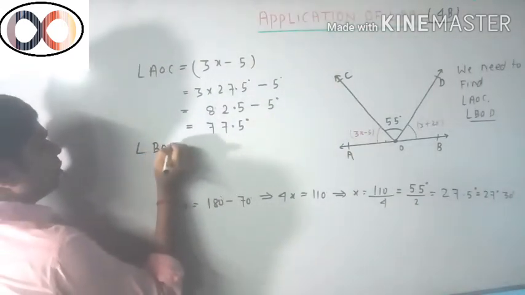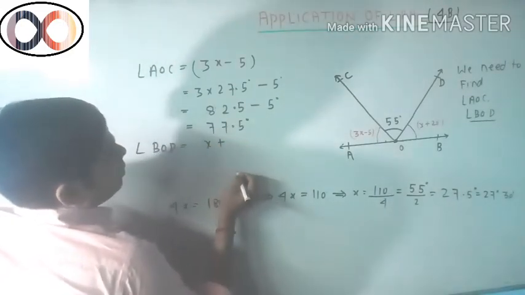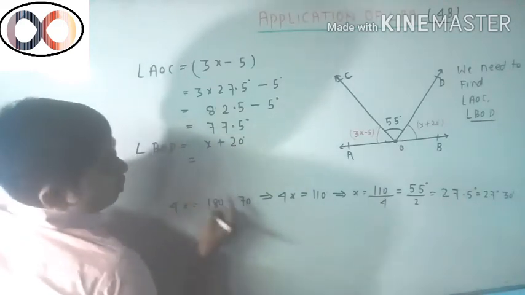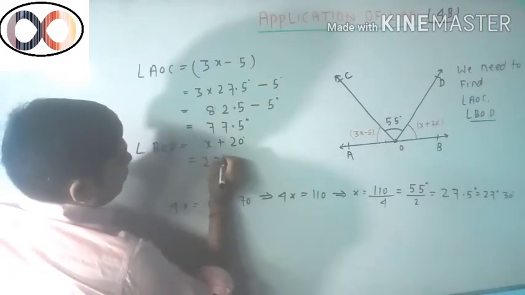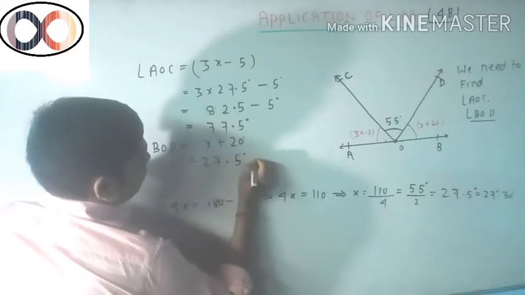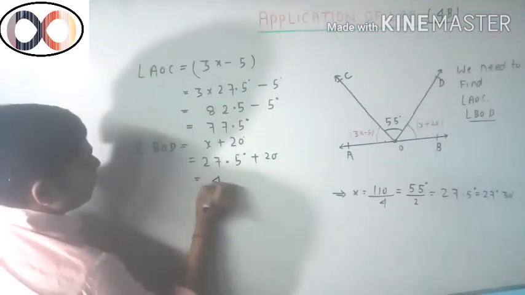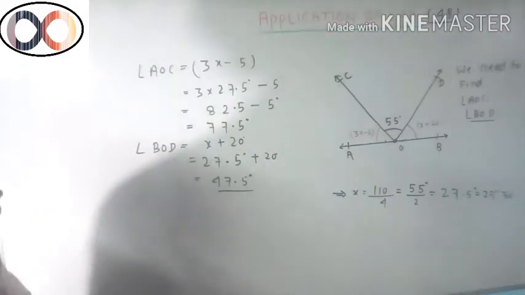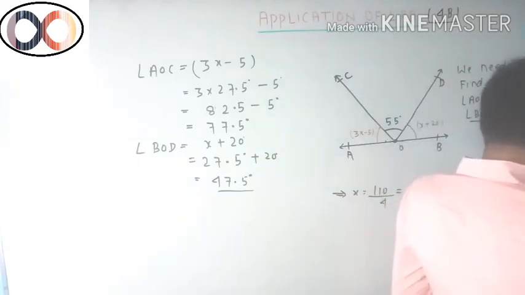We will have to find also angle BOD. So angle BOD equals to what? We can write here BOD equals to x plus 20 degree. So the value of x equals to 27.5 degree. Okay, 27.5 degree plus 20 degree. So we can write here 47.5 degree. That is the answer. Okay, so let's move to another question.